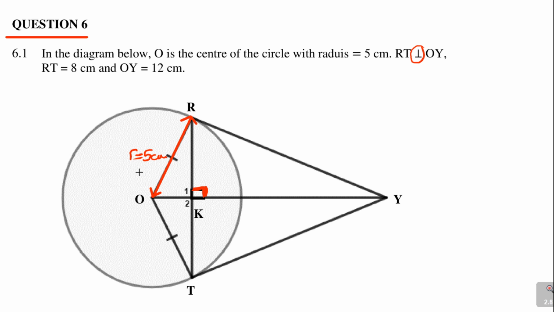So let's come back here. RT, this one, is 8. Now there is something you must know about RT. If this is a kite, you must always know this. Let me just draw it again here. This is more like a kite. This is actually a kite, like this.